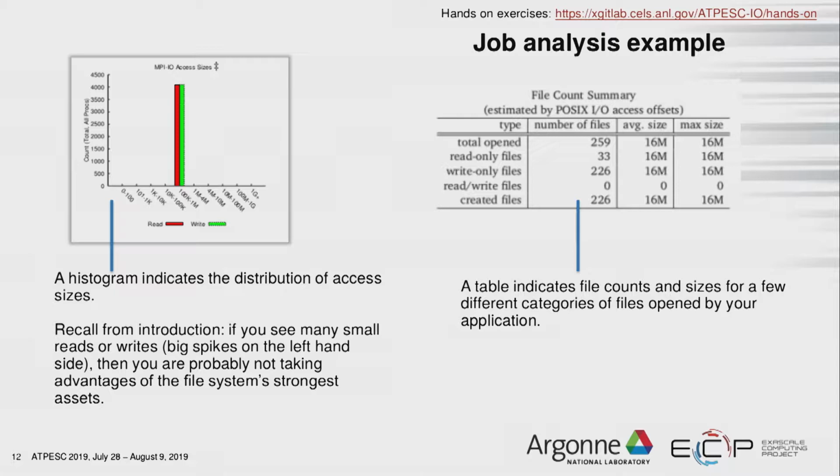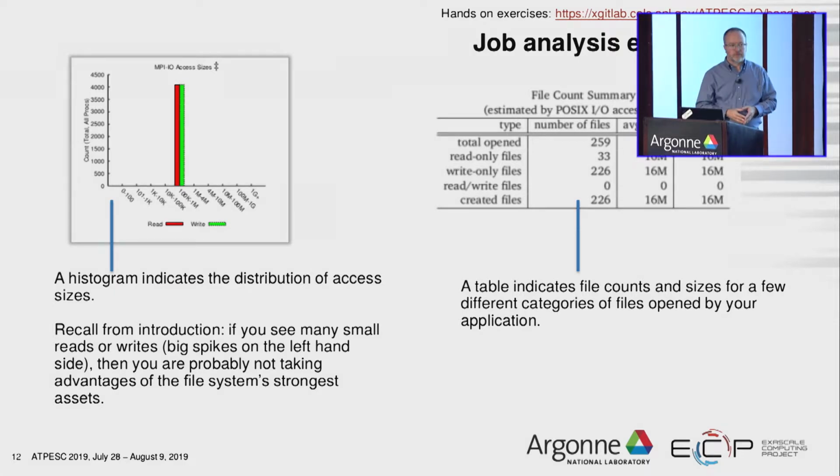And then jumping down on the page, down at the bottom, there's a summary of file counts. So how many files did you actually open? And did you create them? Did you read them? Did you write them? And how big were they on average and how big were they maximum? So this is another case where we could probably get some more variance information, but we don't have that here. In this case, every file it opened was 16 megabytes.